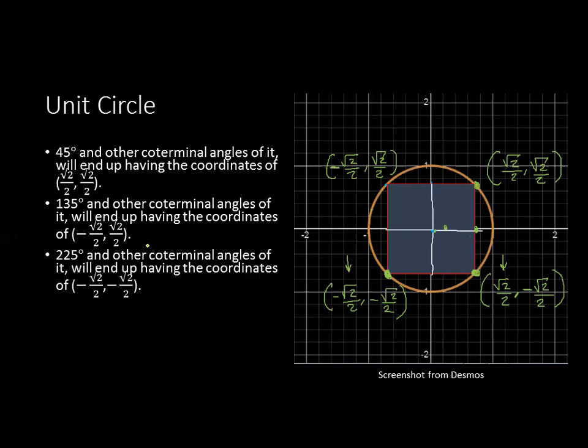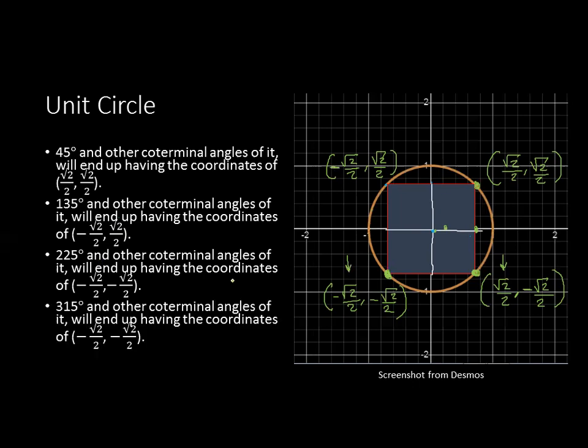Then here, if you reach 225 degrees and other coterminal angles of it, you will end up having coordinates of negative square root of 2 all over 2 and negative square root of 2 all over 2. And lastly, if you reach 315 degrees and other coterminal angles of it, you will end up having, oh, no, this is wrong. This is positive, forgive me. You'll end up having positive square root of 2 all over 2 and negative square root of 2 all over 2. And that's a summary, basically.